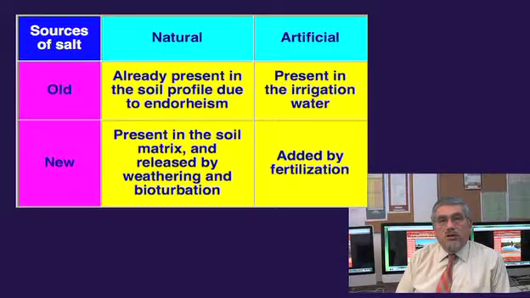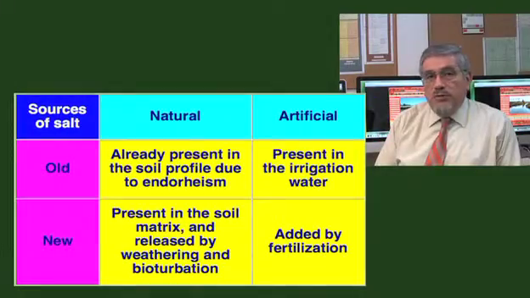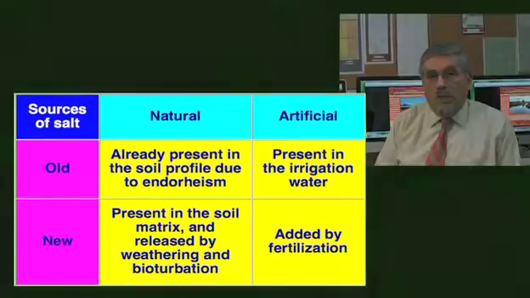Old artificial salts are those present in the irrigation water, which always carries a certain amount of salts. This amount tends to be small with fresh surface waters and large in the case of deep groundwaters. New natural salts are by far the most misunderstood. Soils are carriers and producers of salt.